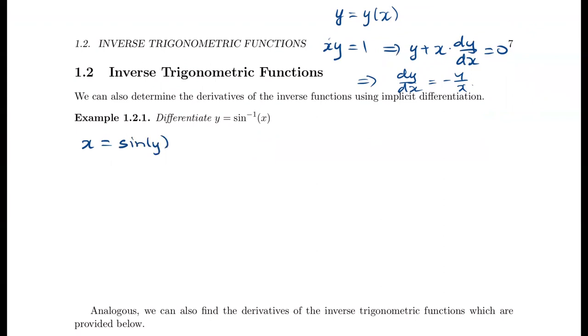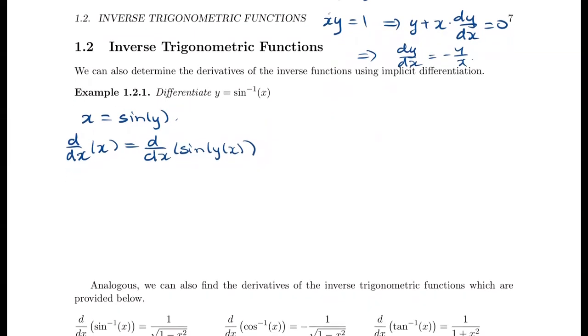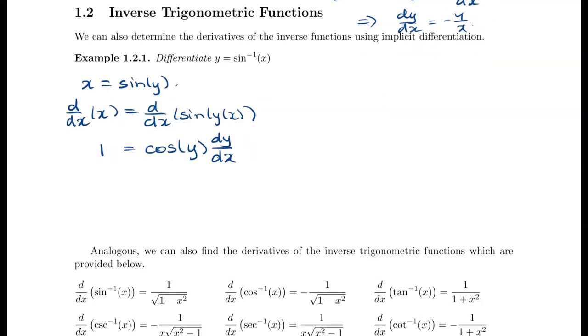Now, noting that y is actually a function of x, when we take the derivative on both sides with respect to x, d over dx of x is equal to d over dx of sine of y, but y is a function of x, so I'm going to write it as y of x. So the left-hand side just becomes 1. The right-hand side becomes cosine of y, but we also multiply it by y prime, or dy over dx. Since we want to solve for dy over dx, we bring the cosine to the other side. So dy over dx is equal to 1 divided by cosine of y.